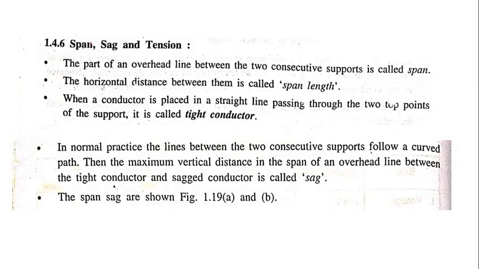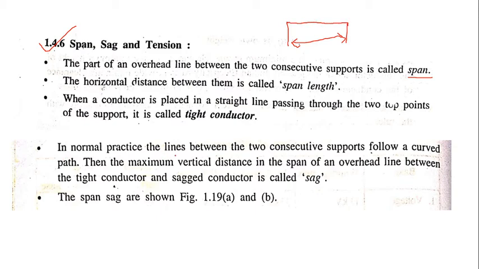Now what is the relation between span, sag, and tension? The part of the overhead line between two consecutive supports is called a span. So if we have one transmission tower over here, and a second one here, then the distance between these two is called the span. The horizontal distance between them is called the span length. Okay, and when the conductor is placed in a straight line passing through the tops of the two supports, it is called a tight conductor. So if we connect our conductor like this, it is called a tight conductor.